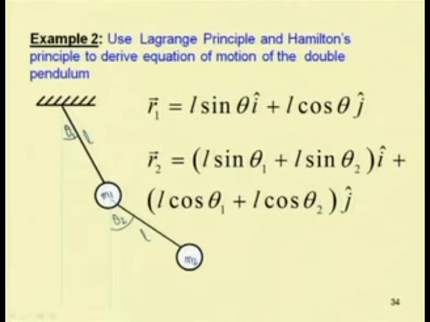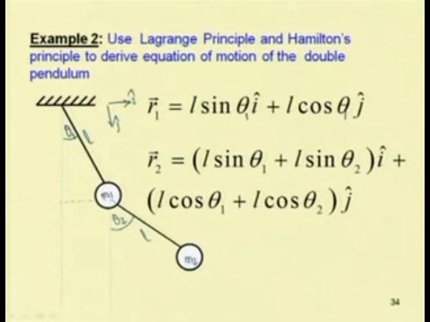So, the position vector of this point, that is mass m1, can be written as r1. It will be equal to L sin theta 1 i plus L cos theta 1 j. Let me take this as the direction i and this as the direction j, so positive i direction and j direction I can take in this way. So, the position vector r1 of this mass can be written as L sin theta 1 i plus L cos theta 1 j.